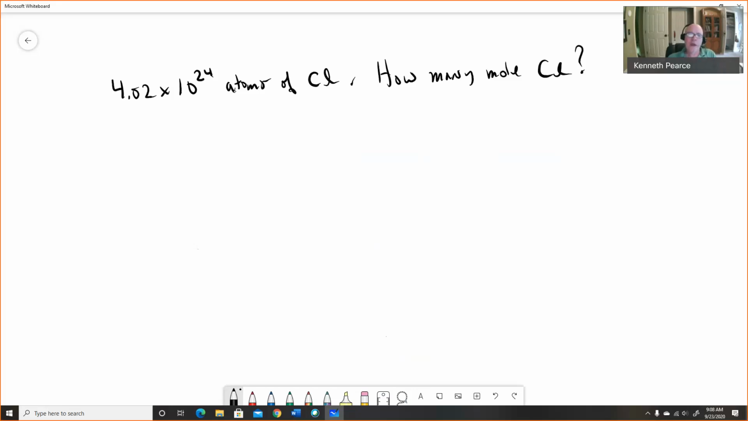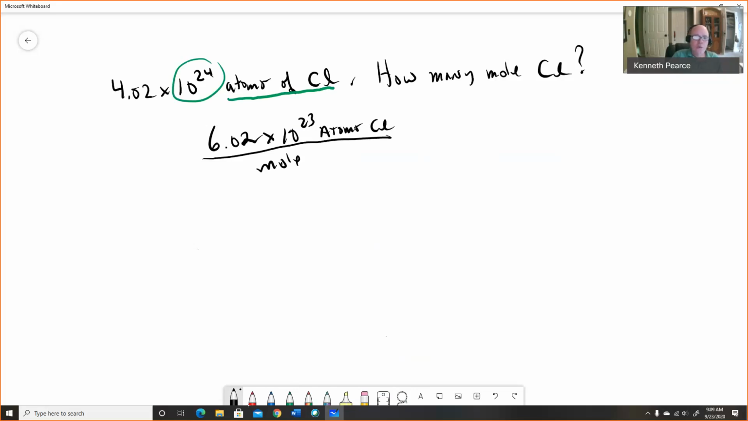Okay, now we have atoms of chlorine, and I want to know how many moles that is. Well, once again, we're looking for keywords. And what do I see over here? I see atoms of chlorine, and besides, we also see a pretty big number over here, which means I'm going to need, once again, 6.022 or 6.02 times 10 to the 23rd atoms chlorine for every mole chlorine. Because that's my key to tell me that I need that conversion factor.